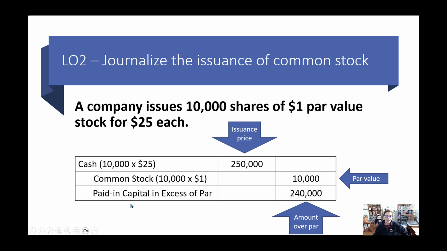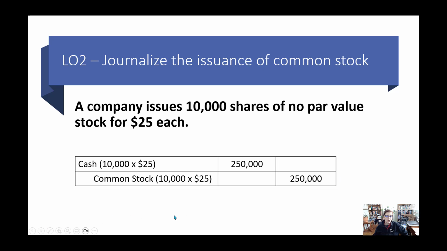So this is a new account. It's exactly what it sounds like, right? It's how much paid-in capital there was in excess of the par value. So generally, when we're issuing stock, it's going to look like this. And when we look at preferred stock, it's the same, only we have the word preferred instead of common, unless the stock has no par at all.